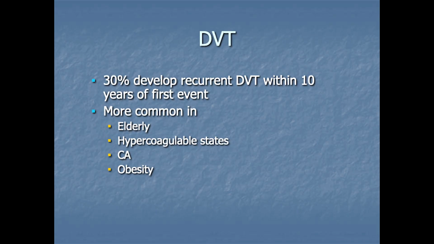30% have recurrent DVT within the first 10 years after an event. So if you had one DVT, you're at risk for getting another DVT. Why? Kind of makes sense, because you don't have complete flow, you have partial obstruction, and you have some resistance to flow, and in a low pressure system, it's more prone to clotting.